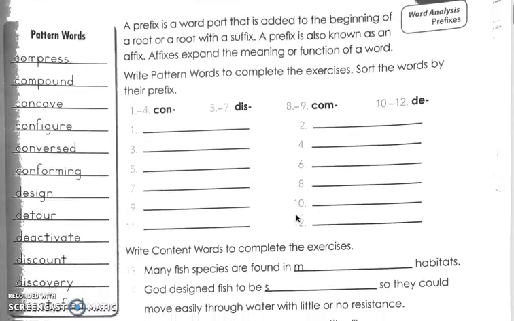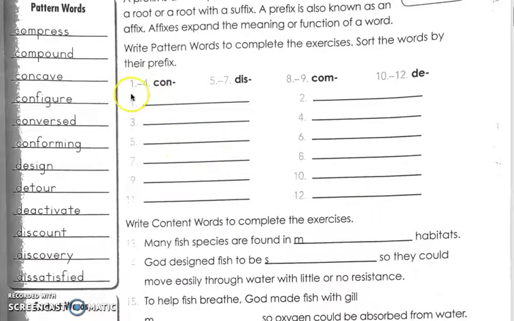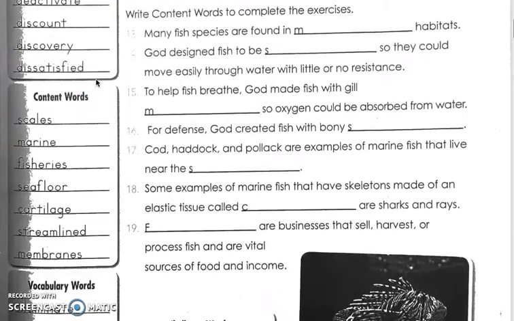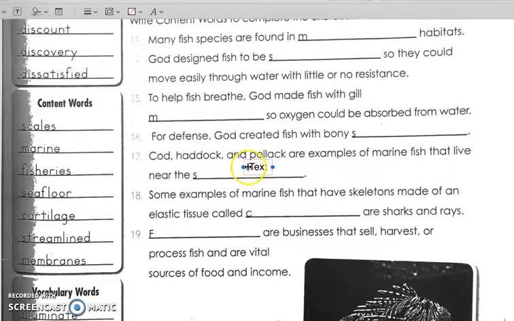Okay, so let's go over these. I'm not going to go over 1 through 12 because they're pretty straightforward, right? 13 through 19, let's see what you guys got. Many fish species are found in blank habitats, marine habitats, so water habitats. God designed fish to be blank so they could move easily through water. Streamlined. To help fish breathe, God made fish with gill blank so oxygen could be absorbed from water: membranes.